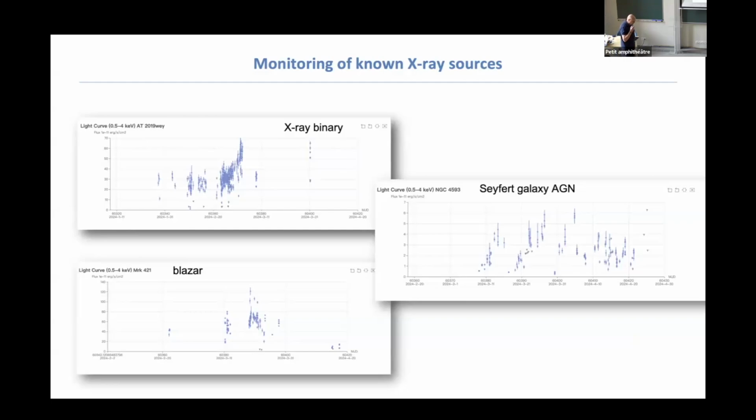But it doesn't only look for transients. When you cover half the sky in a few orbits, you can also monitor your favorite source, X-ray binaries, blazars, AGN, whatever. So this is already quite a large archive of monitoring.